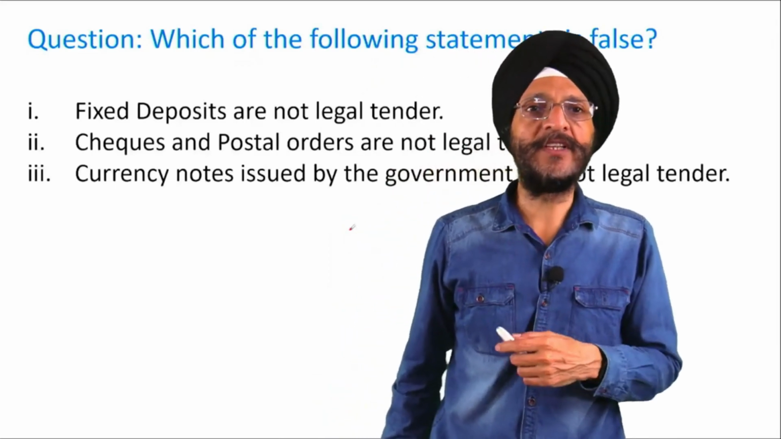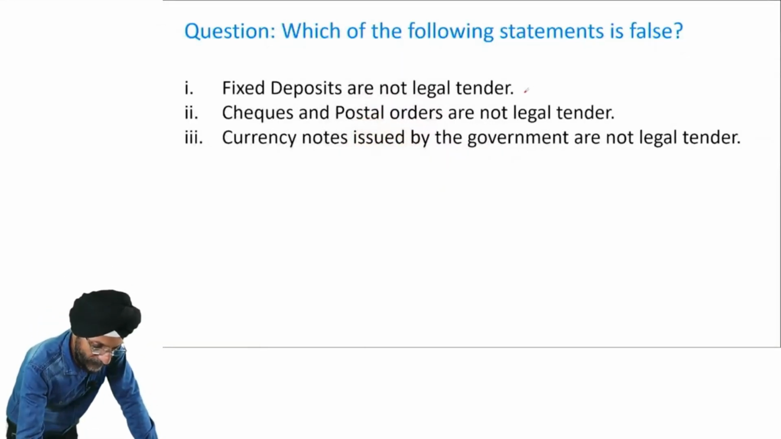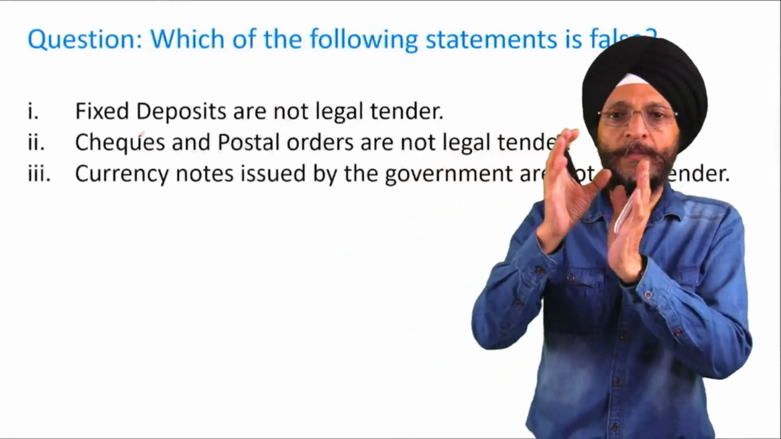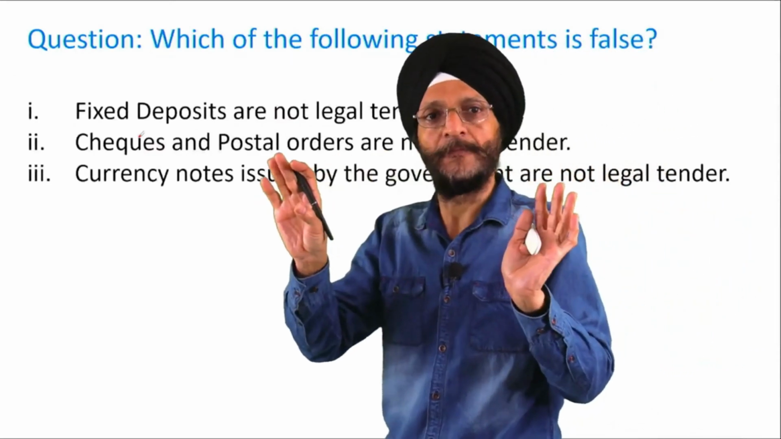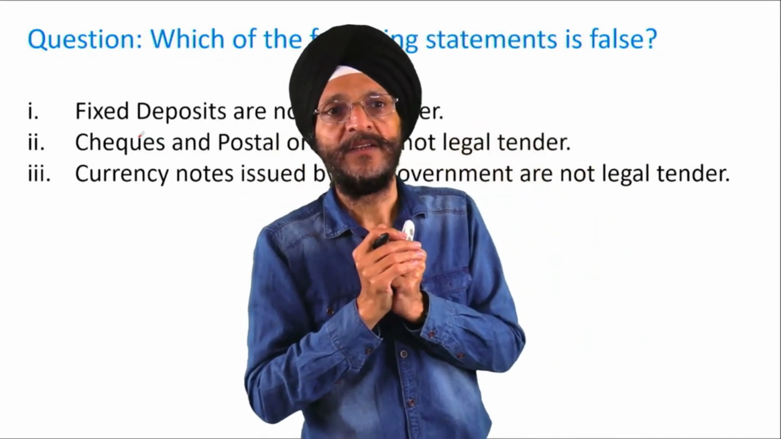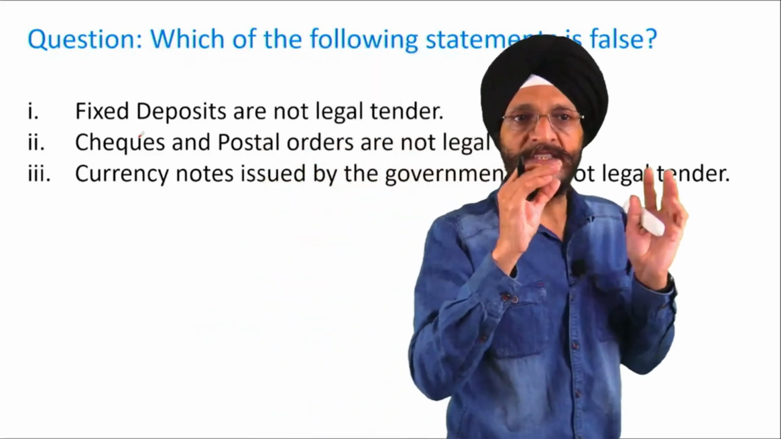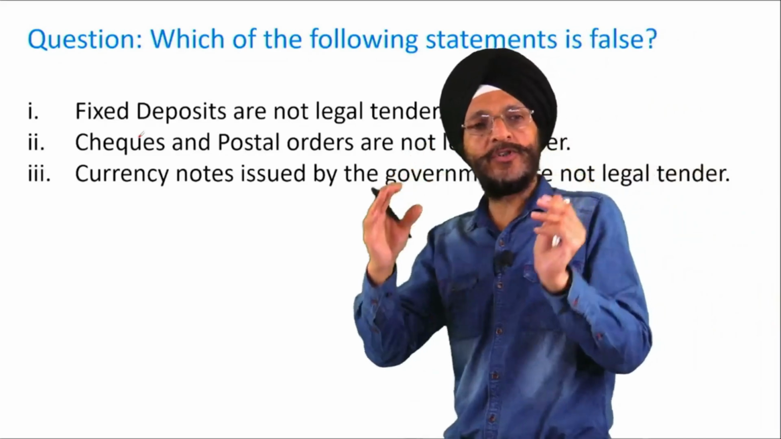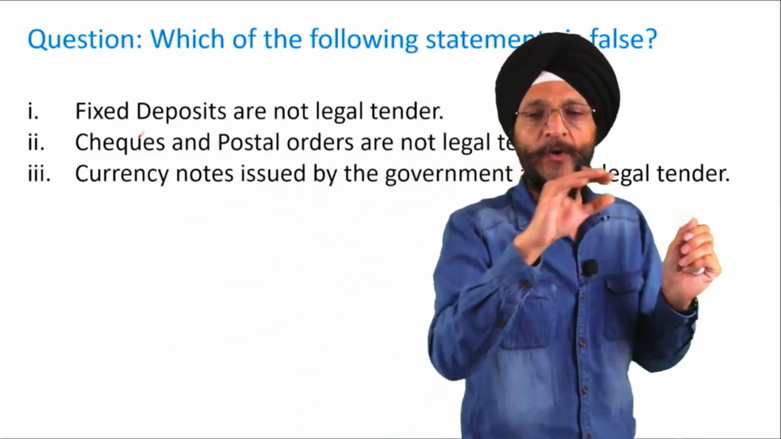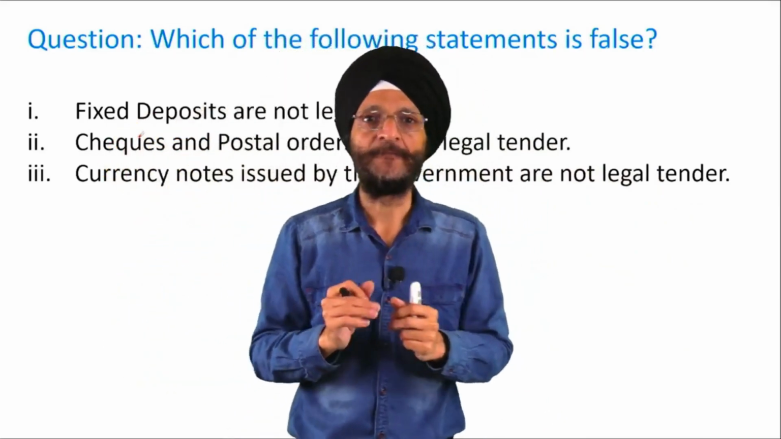Next is, which of the following statements is false? Fixed deposits are not legal tender. It is correct because fixed deposits are issued by commercial banks, so these are not legal tender. Okay, it is correct, but we are to find the statement which is false. Checks and postal orders are not legal tender. Okay, it is also correct. Checks are issued by commercial banks. Postal orders are issued by the post offices. These are also not legal tender because these are not issued by the government or Reserve Bank or the central bank of the country.